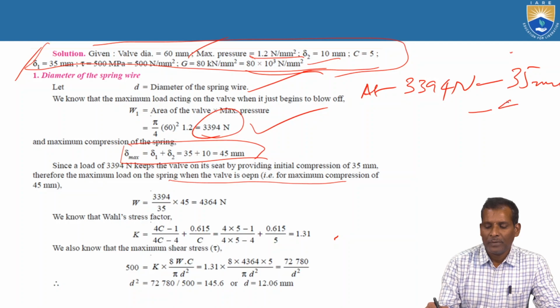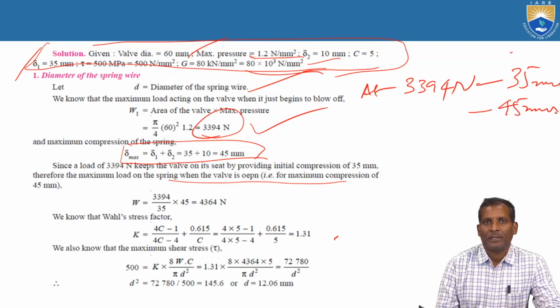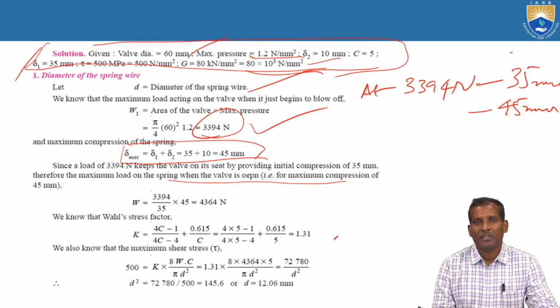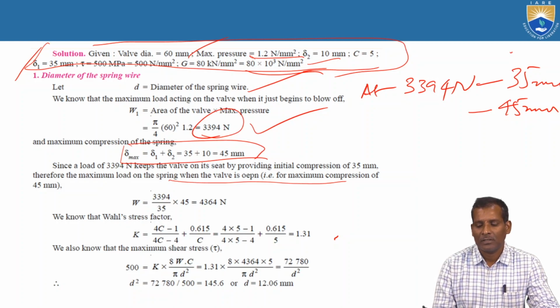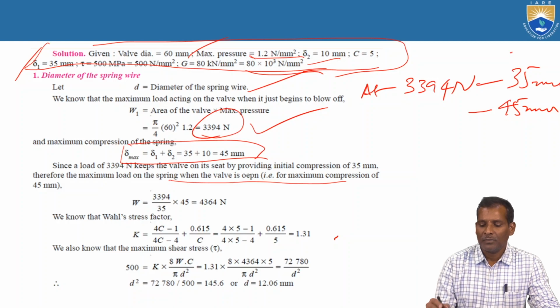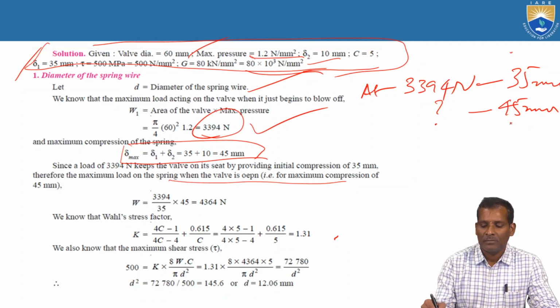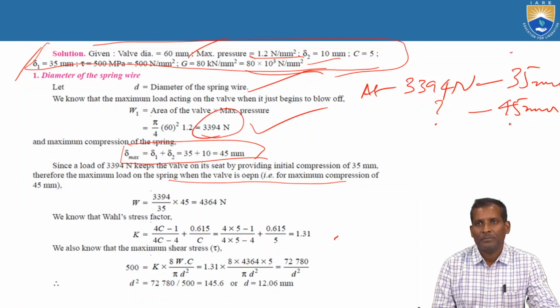At 45 mm deflection, that is the maximum compression of the spring. Initial plus maximum lift, that is 45. At 45 mm, what is the load? The load acting on the valve when it's compressed up to 45 mm. So that load we need to calculate.